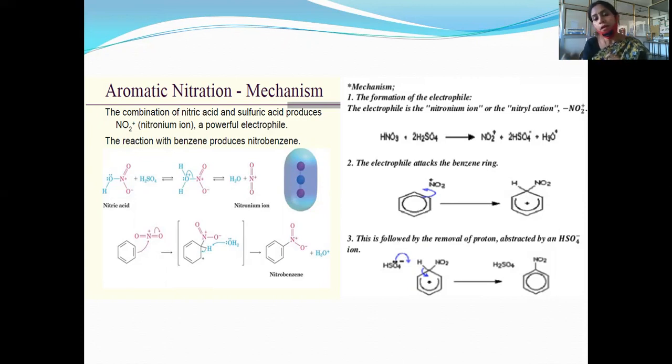In the second step, this electrophile attacks the benzene ring, and it gives an overall plus charge to the ring. Then, to maintain electrical neutrality, the hydrogen on the carbon to which the NO2 group is attached goes away and takes the plus charge with it. So the H plus ion is removed, and we get a nitro substituted benzene.